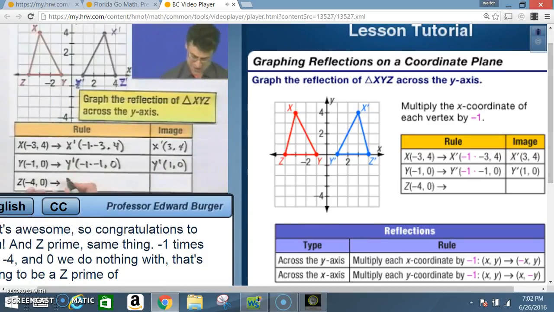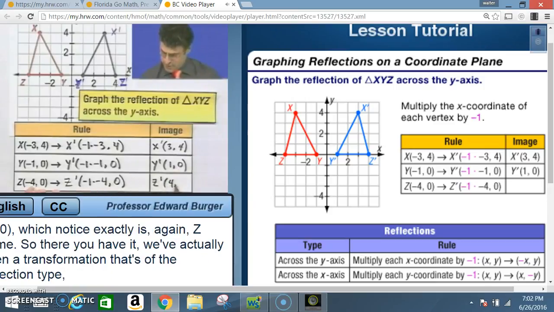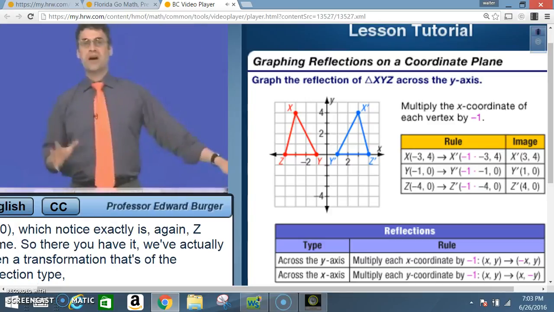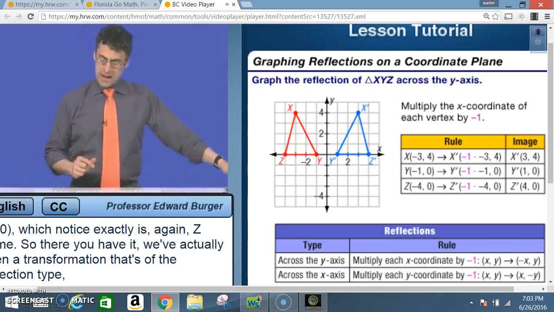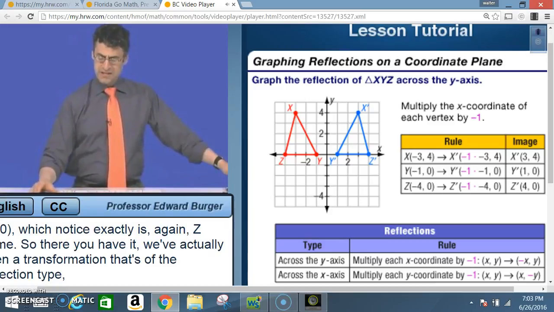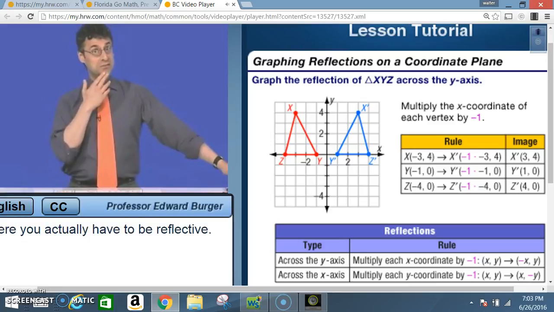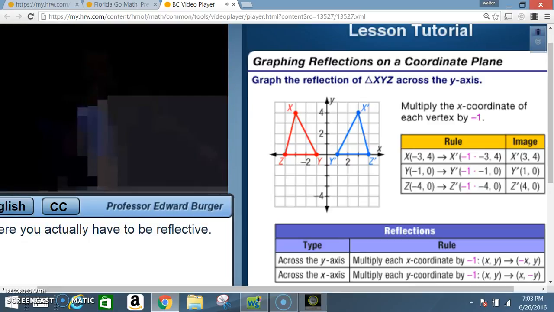So congratulations to you. And z prime, same thing. -1 times the -4, and 0 we do nothing with, and that's going to be a z prime of 4, 0, which is exactly where the z prime is. So there you have it. We've actually seen a transformation that's of the reflection type, where you actually have to be reflective.